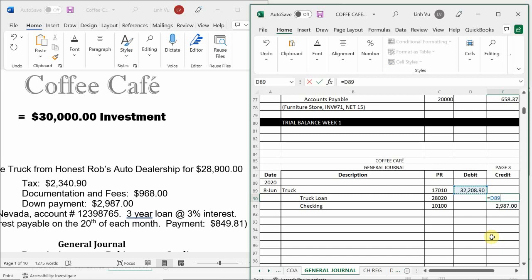What would you say, 20? 25. Why would it be 25? No. I mean, that's the entire amount of the truck. Correct. You have to take the entire amount of the truck, right? Minus the down payment. So how much is my truck loan now? Not 25. 29,000. 29,000, correct. $29,221.90. Yes.